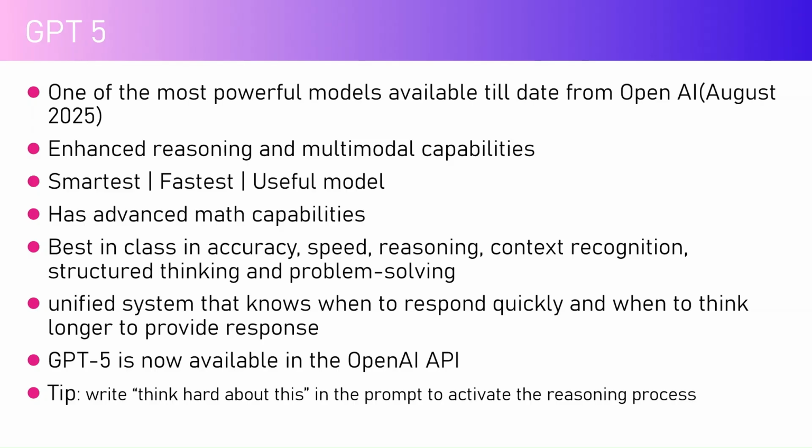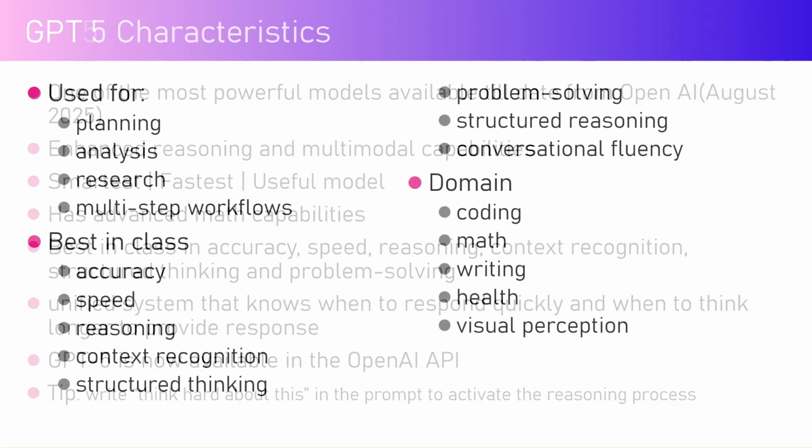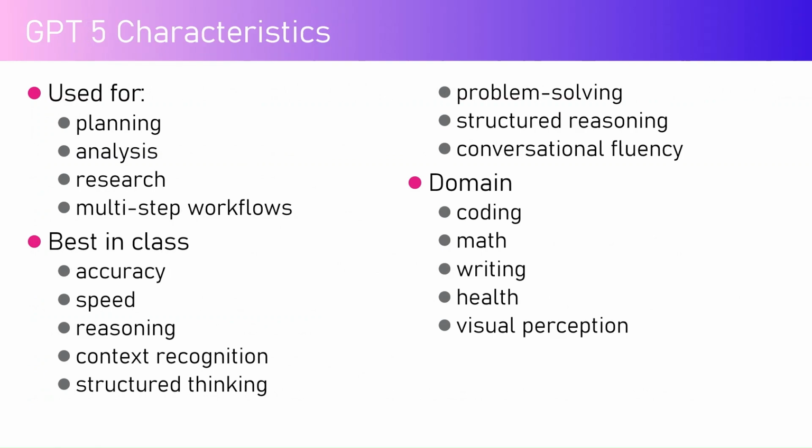Now GPT-5 is available in the OpenAI API. It has advanced math capability, and it is highly accurate. It has that speed, it has that reasoning power, and it recognizes the context very quickly. Now the GPT-5 model is basically used for planning, analysis, research, and multi-step workflows. As I mentioned, it has good speed, good reasoning capability, and nice context recognition and structured thinking capabilities.